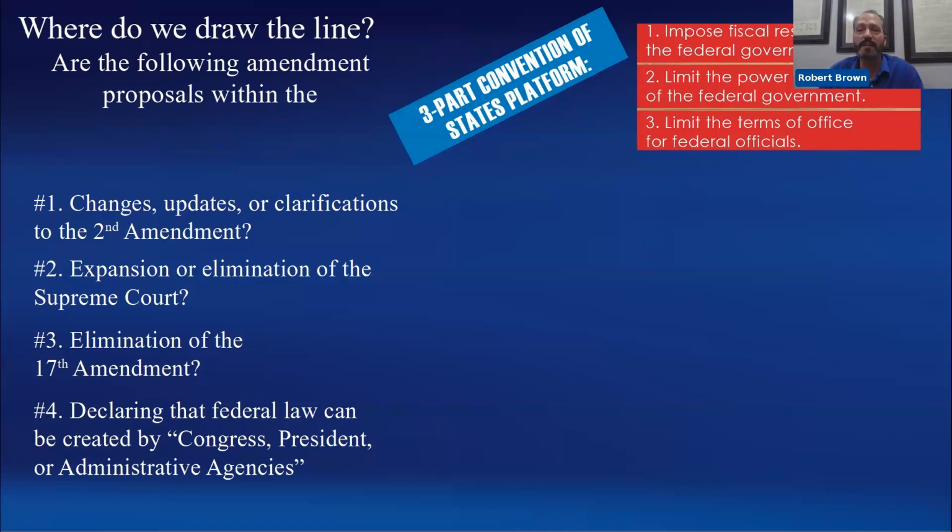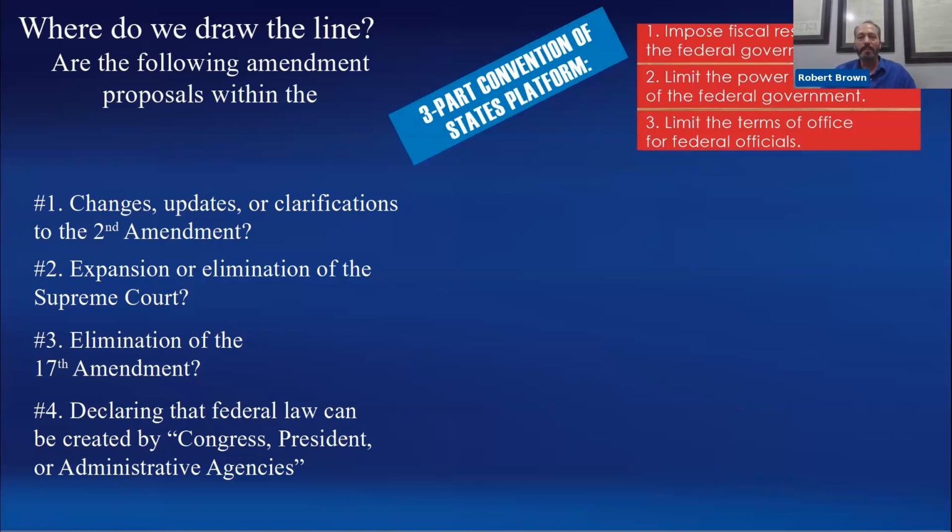Article 1, Section 1, Clause 1 of the Constitution says, paraphrasing, that all lawmaking power granted by the Constitution is vested in a Congress. Congress is the only one given the power to create law. An amendment that says federal law can be created by Congress, the president, or the administrative agencies would be a massive expansion of federal power. I'll answer this one for you, Tom, because I asked a Convention of States state director. They said, absolutely not, totally off limits. That cannot be brought up at the Convention of States convention, because it's not one of those three.